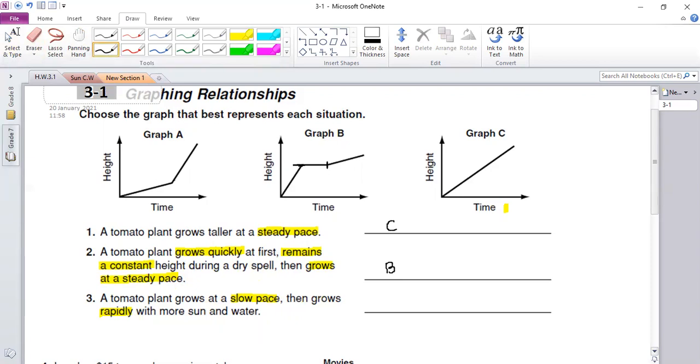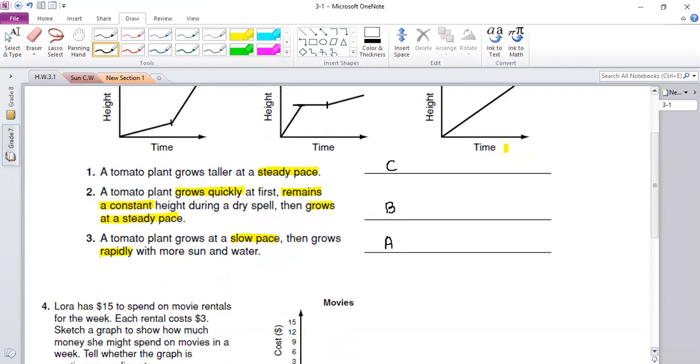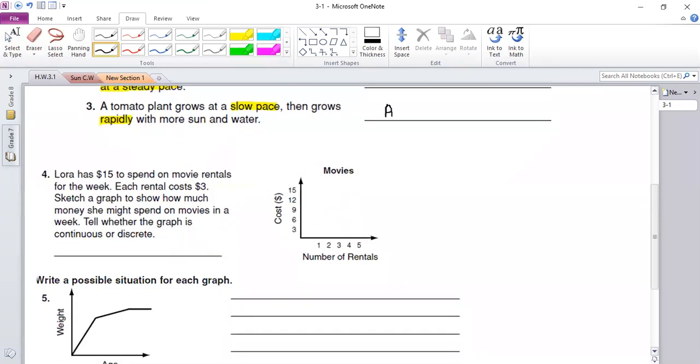Can you see that it's a very slow pace because the line is very flat, right? It's more like downwards. So, but it is still increasing. So it's growing, but then when you give more sun and water, it is quickly growing. So this is how you interpret graphs. It's easy if you remember those words which I told you, right?